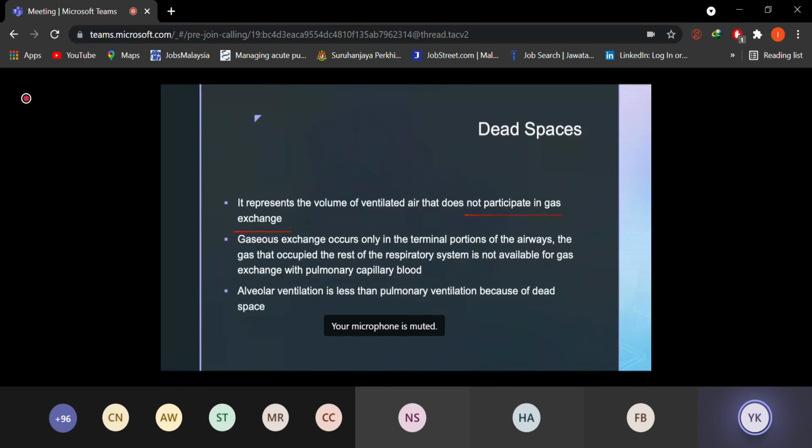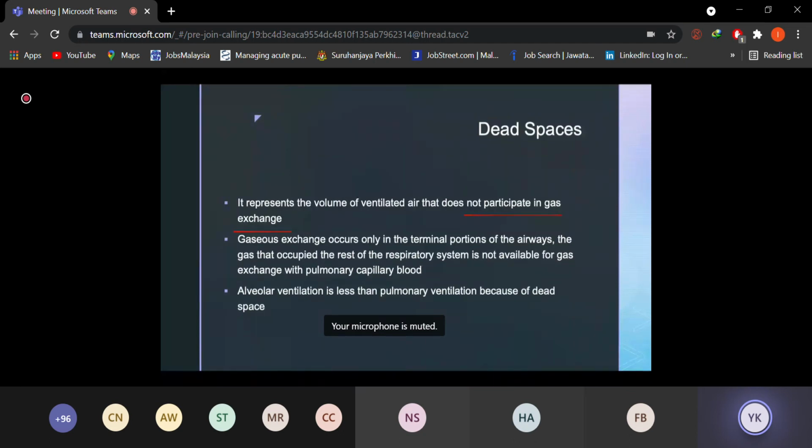Yes, there is in your nasal. When you're inhaling, in the larynx and the pharynx there is still air, but this air is not involved in the gas exchange. It means that this area is a dead space. But what kind of dead space is that?